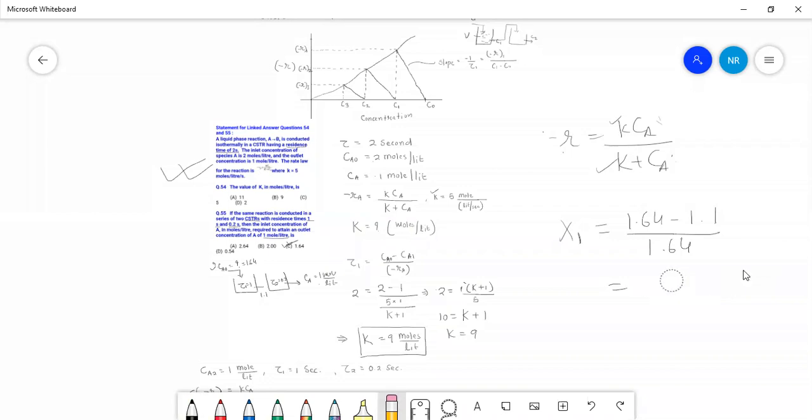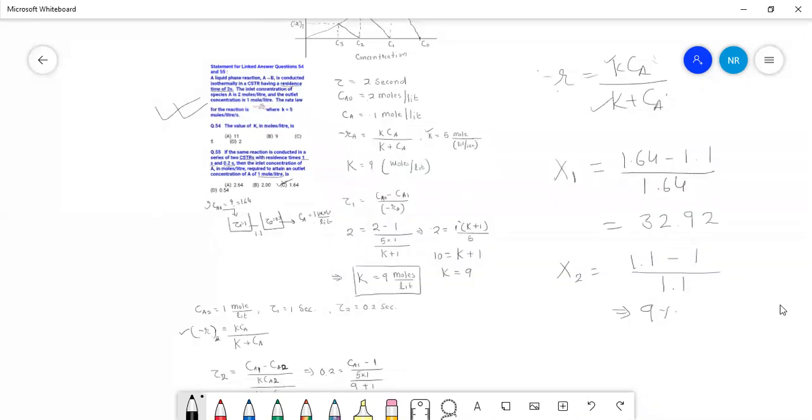So in the first reactor, there is 32.92% conversion. Now in the second reactor, how much conversion? It's 1.1 minus 1 divided by 1.1. So it's 0.09, which means 9% conversion in X2.